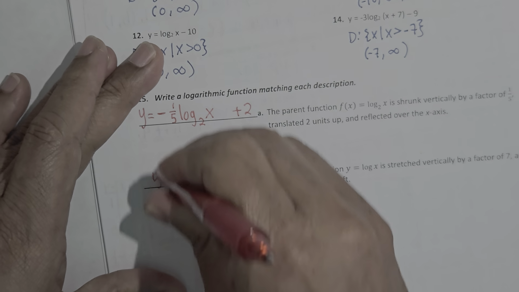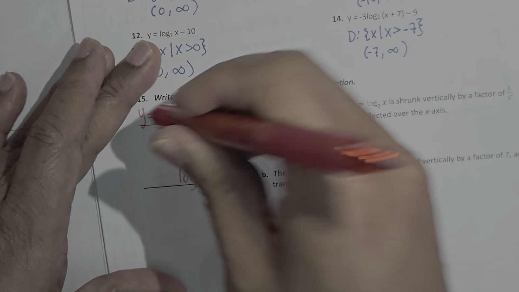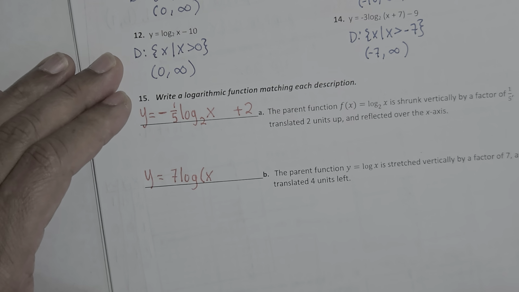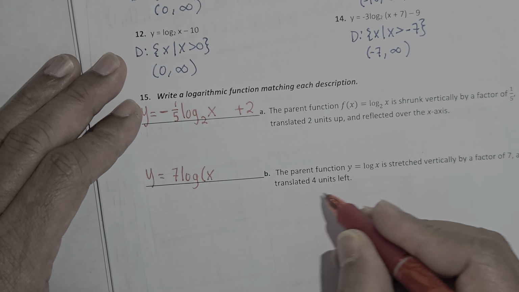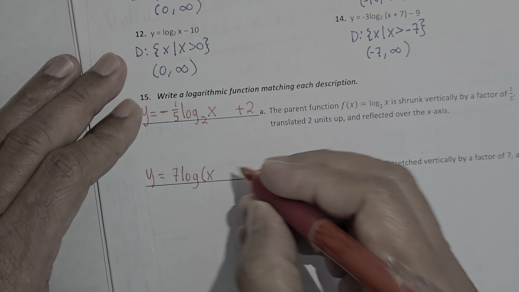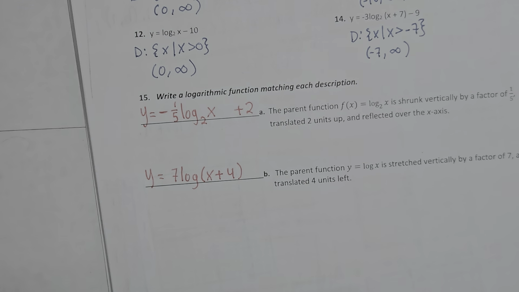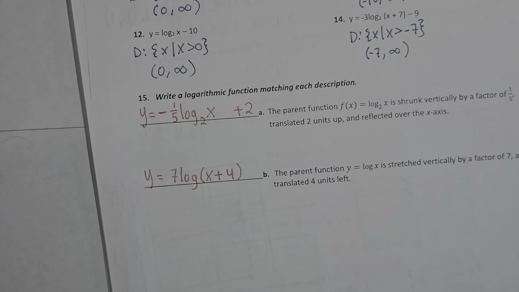So I am going to give myself more space here. So y equals, there's a 7 in front of the log, the common log. And then translate it 4 units to the left. So that means plus 4, and there is no up or down. So this is the function for that problem.